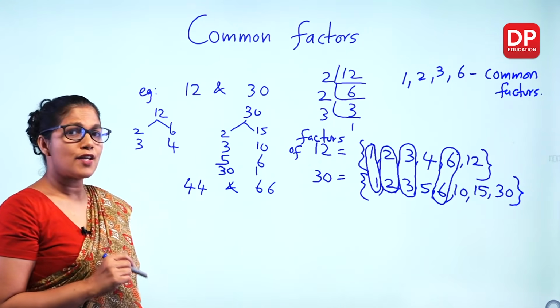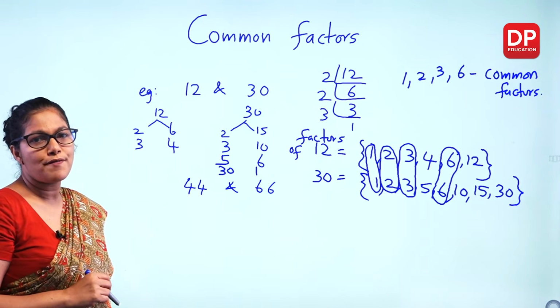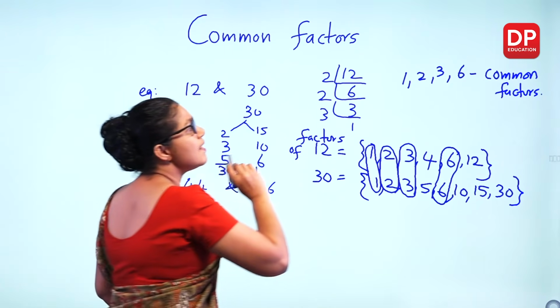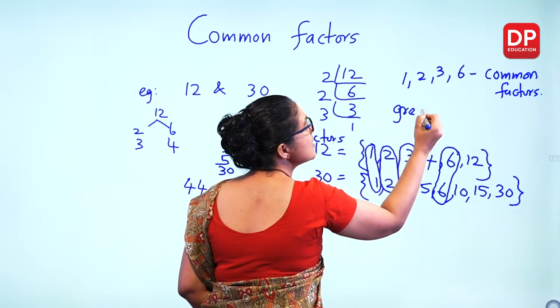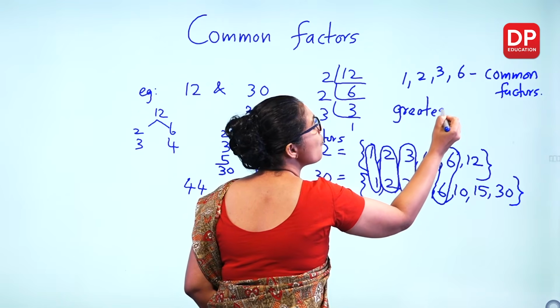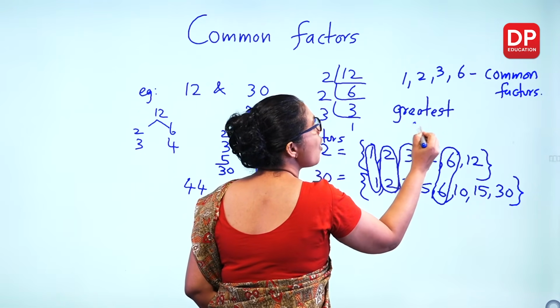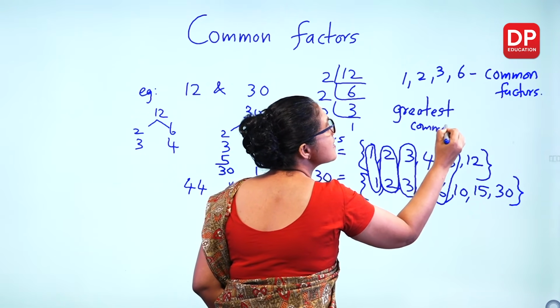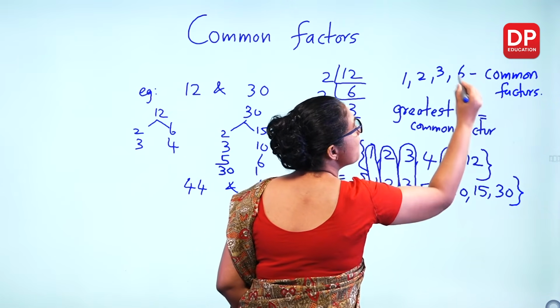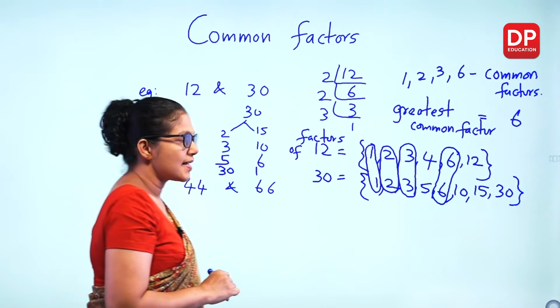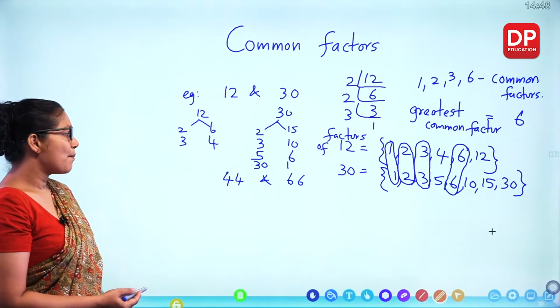Then if I ask you what's the greatest common factor out of these, the largest number here. So what's the largest number here? 6. So we call the greatest common factor number 6. Now we'll take another example.